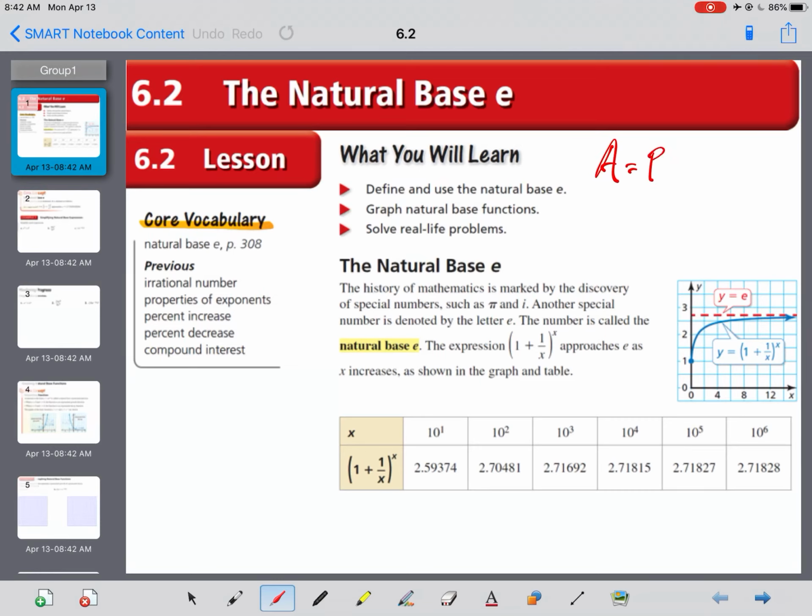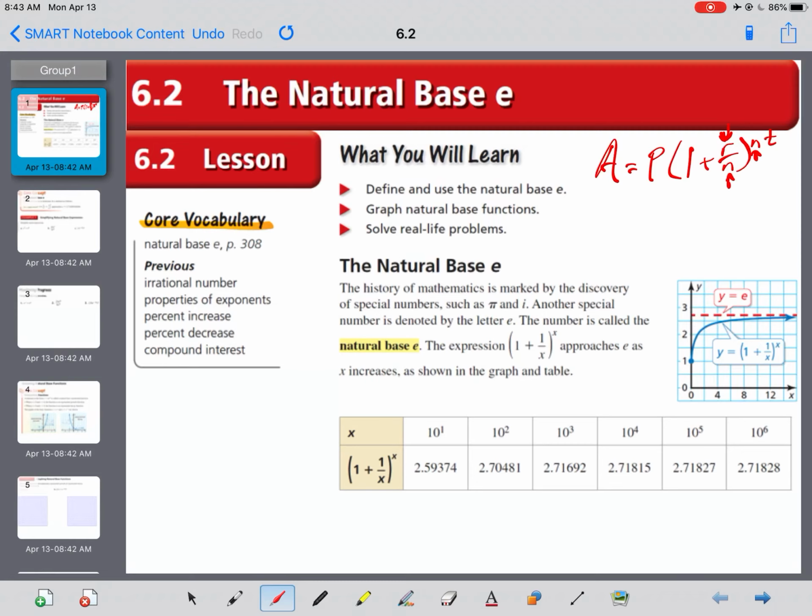Because we had A equals P times 1 plus R over N, to the NT. That's when we were doing compound interest. The R is the rate, and the N is how many times it is compounded. If it's once, then it's just 1 plus R, which is a normal exponential function. But if it's compounded monthly, you divide by 12, or weekly, you divide by 52, or daily, you divide by 365. And it changes those numbers up a little bit.